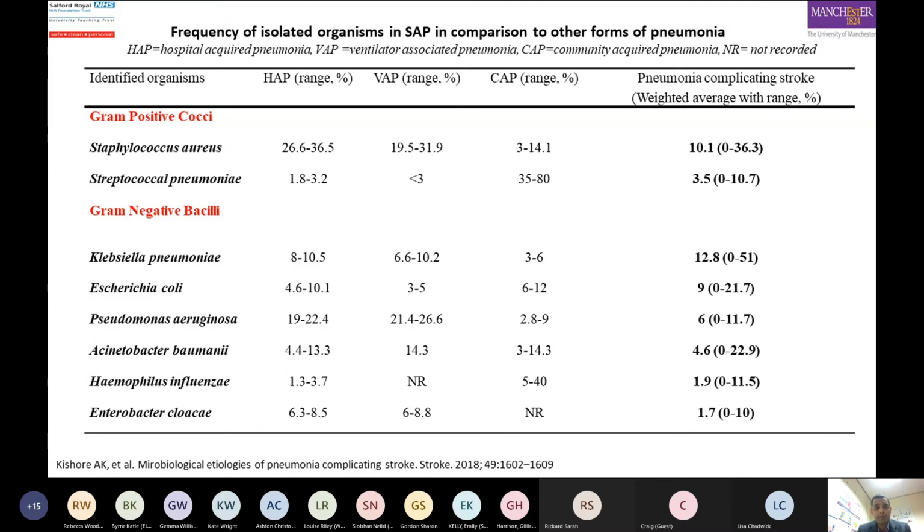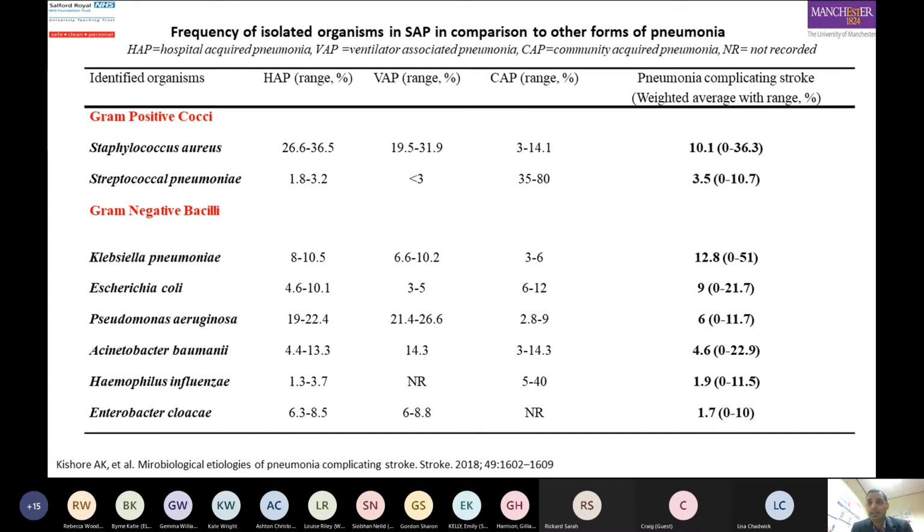Similarly, if you look at HAP and VAP, you'd find aerobic gram-negative bacilli. And if you look down the tables, vastly it is Pseudomonas, or enterococci, which are fairly common. Staph aureus, as well, in hospital-acquired pneumonia, is fairly common.